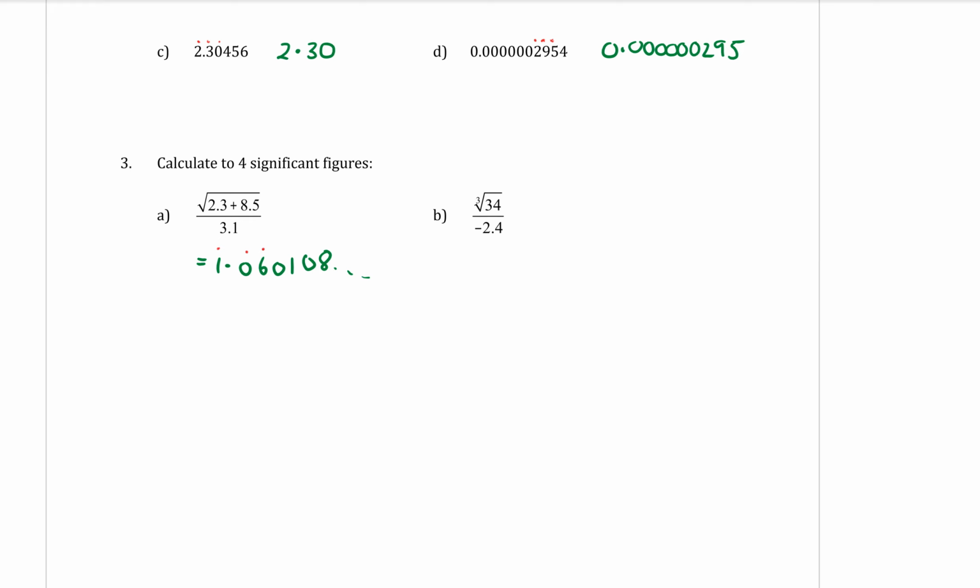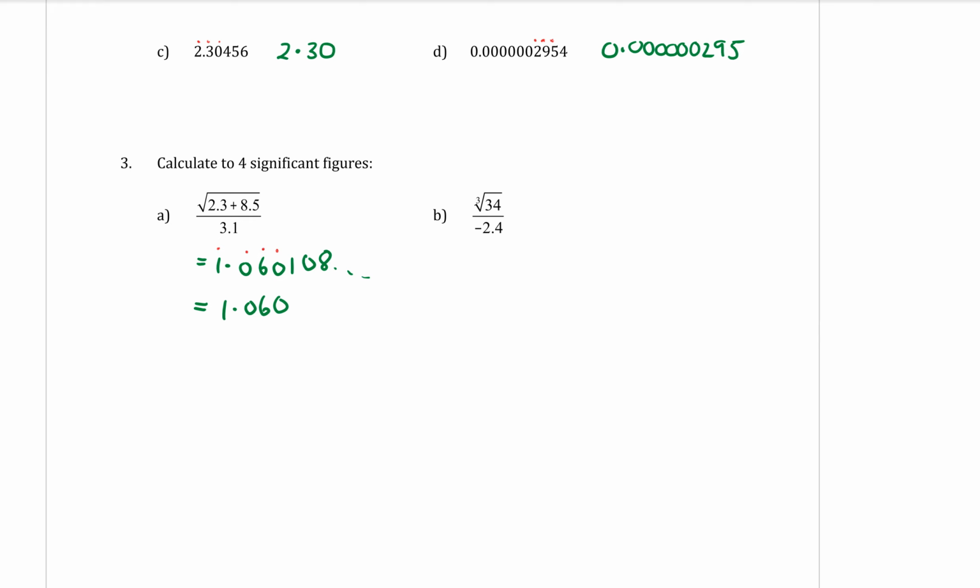Okay, so it's a 4. Oh, I want 4 figures. Oh, I need to count it. Thank you. That one, I changed it to 4 significant figures. I'm still doing 3. Thank you. I do need that 0. Chop the 1 off. That is the attitude, you two. 1.060.